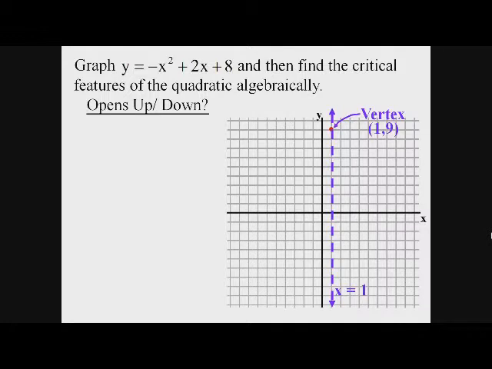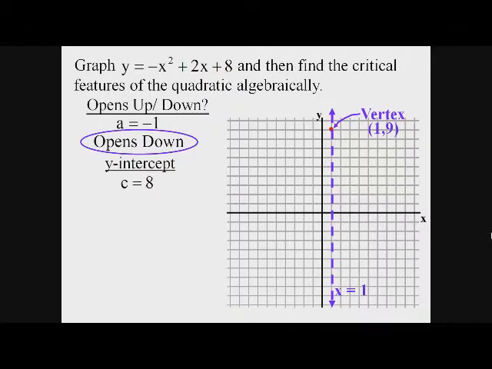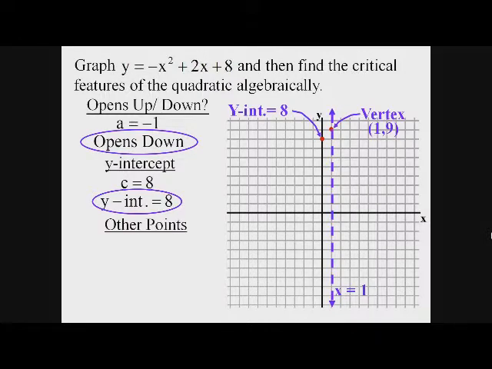We know it opens down because of the negative quadratic term. We can also find the y-intercept pretty easily. The y-intercept's 8. That's right here. And I can also do other points. I'm interested in, let's say, negative 3, negative 2, negative 1 would be good to know.